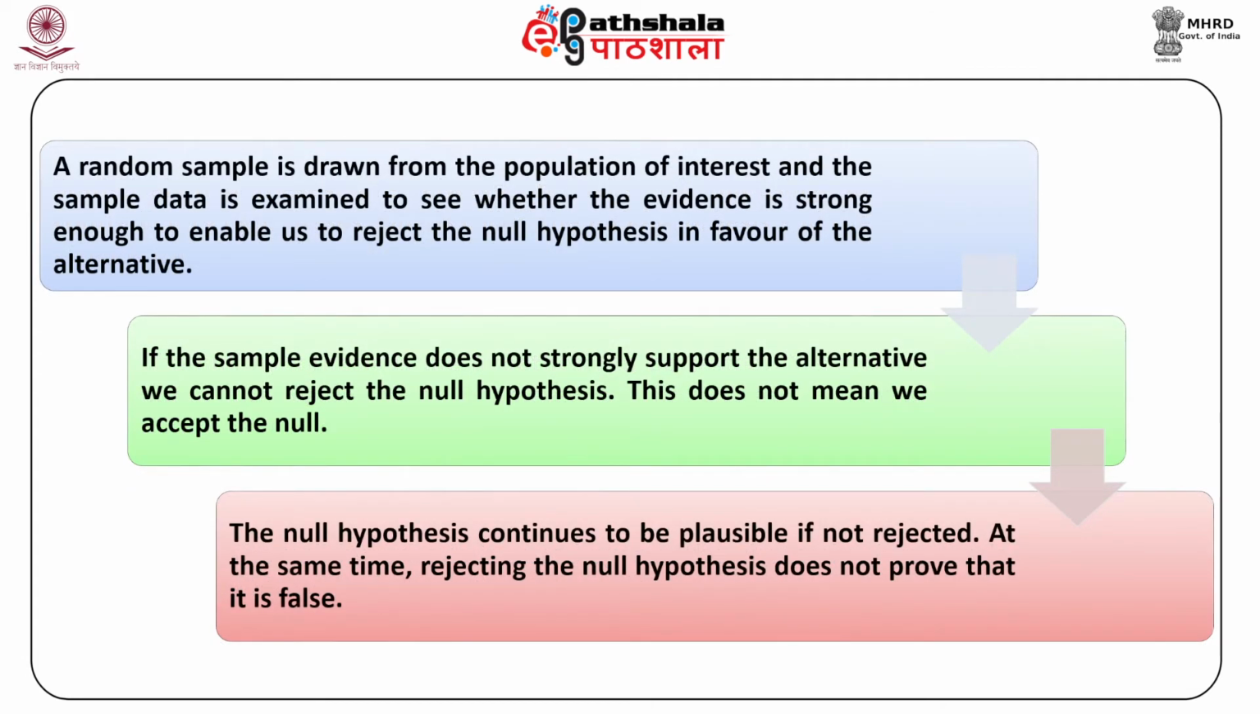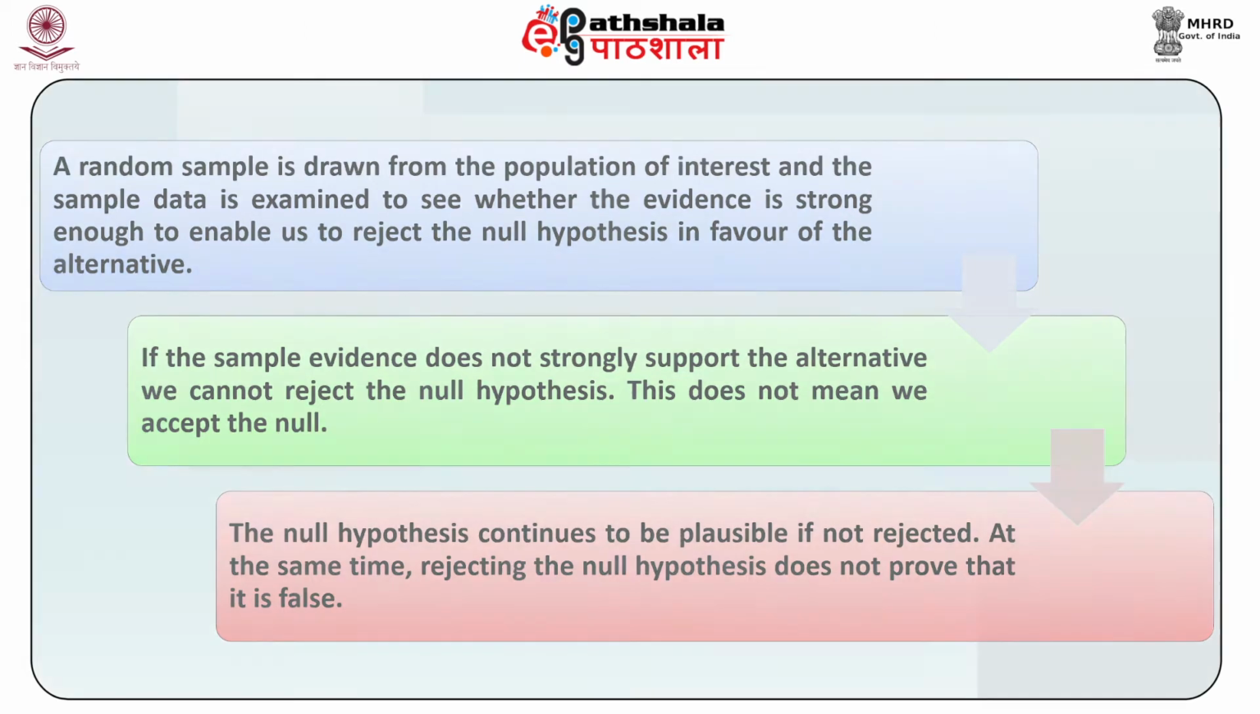A random sample is drawn from the population of interest and sample data is examined to see whether the evidence is strong enough to enable us to reject the null hypothesis in favor of the alternative. If the sample evidence does not strongly support the alternative, we cannot reject the null hypothesis. This does not mean we accept the null hypothesis. The null hypothesis continues to be plausible if not rejected. At the same time, rejecting the null hypothesis does not prove that it is false.